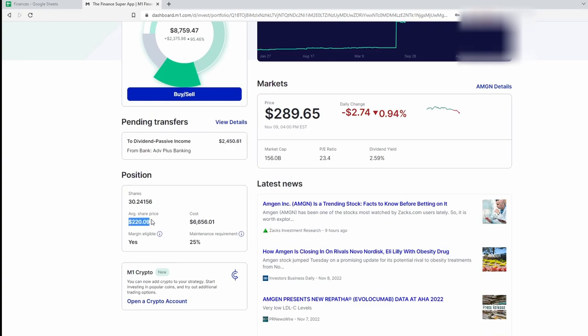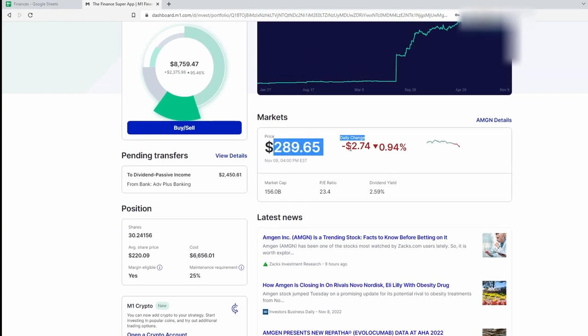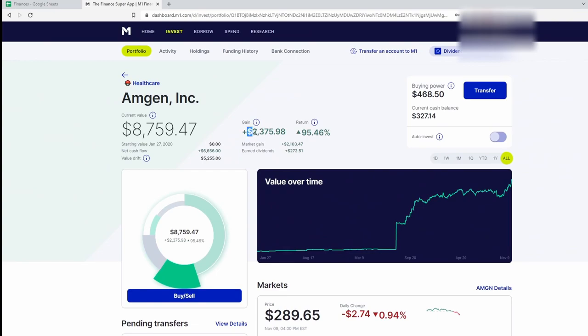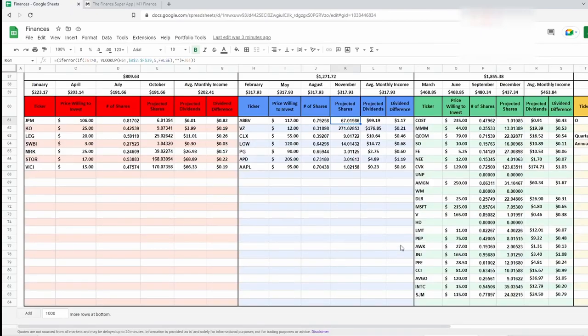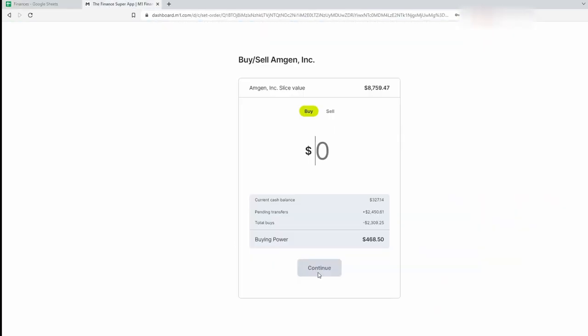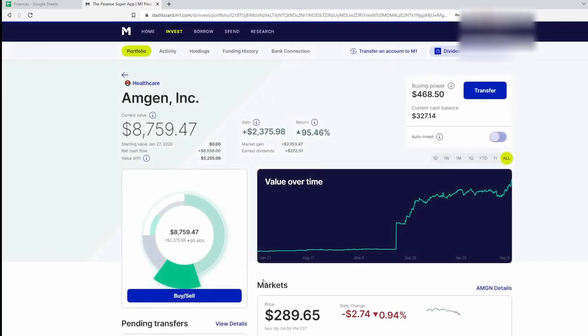Next, we got Amgen, another stock that has just been overperforming for me. Take a look at this. Average share price, $220. Current, $290. Up $2,376, up 95.5%. Absolutely insane. I'm going to be losing again because I'm buying this at a massive uptick, and I have to put in $250 into this company. That kind of hurts.